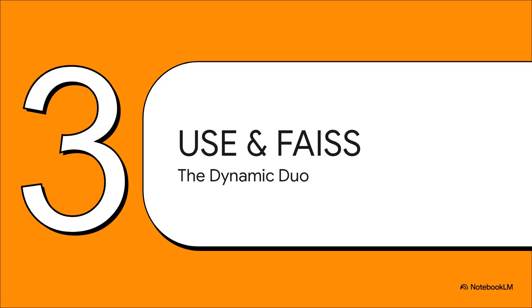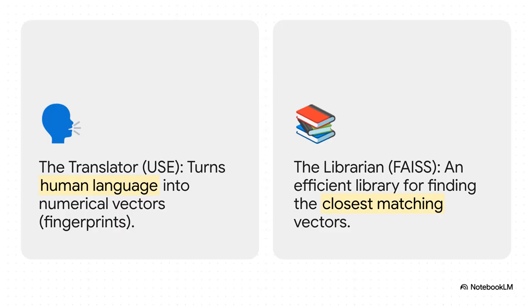Okay, so to make all this a reality, engineers usually turn to a killer combo of tools. Let's meet the dynamic duo that makes this kind of smart search happen: USE and FAISS. Just think of them this way. You've got the Universal Sentence Encoder, or USE. That's our translator. Its entire job is to take our words and turn them into those numerical fingerprints we were talking about, the vectors.